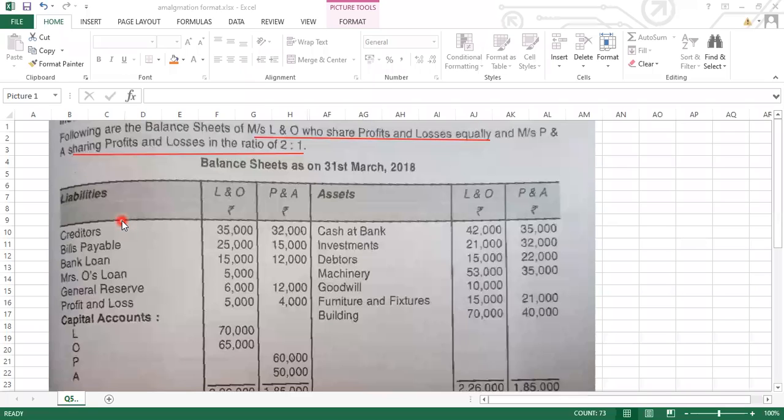Now liabilities are given. Creditors, bills payable. Tell me, are these two internal liabilities or external liabilities? Creditors and bills payable. Yes, it is the external liability. Correct. Bank loan, again, is an external liability. So class, we all know that we only record the external liability in the purchase consideration as well as in the realization account.